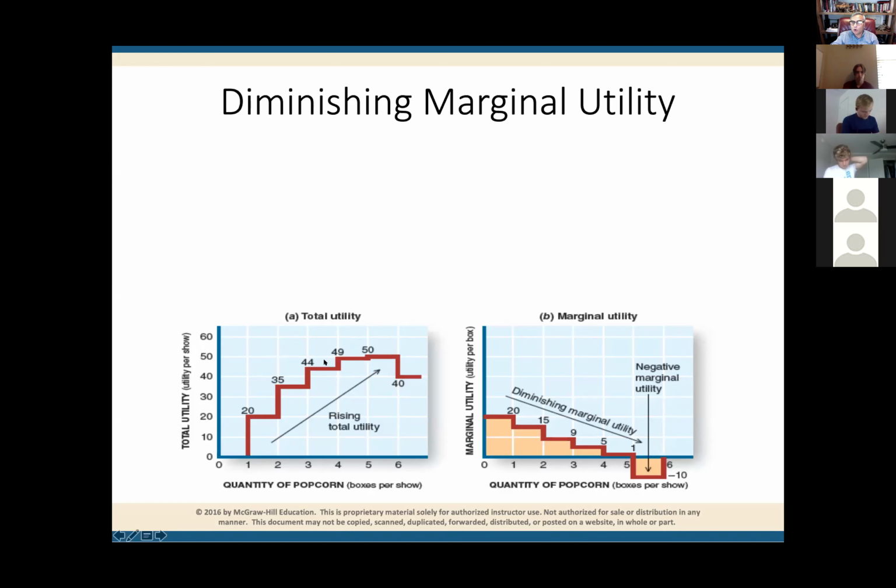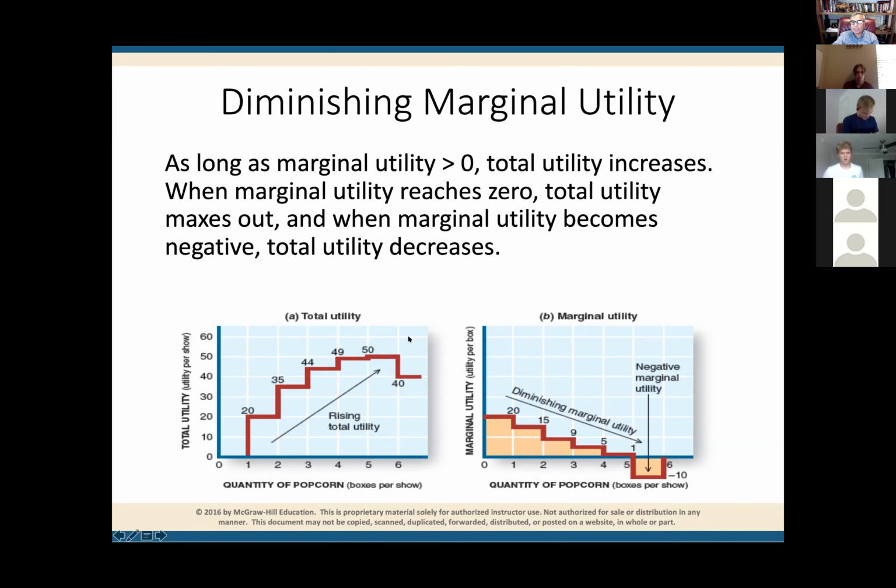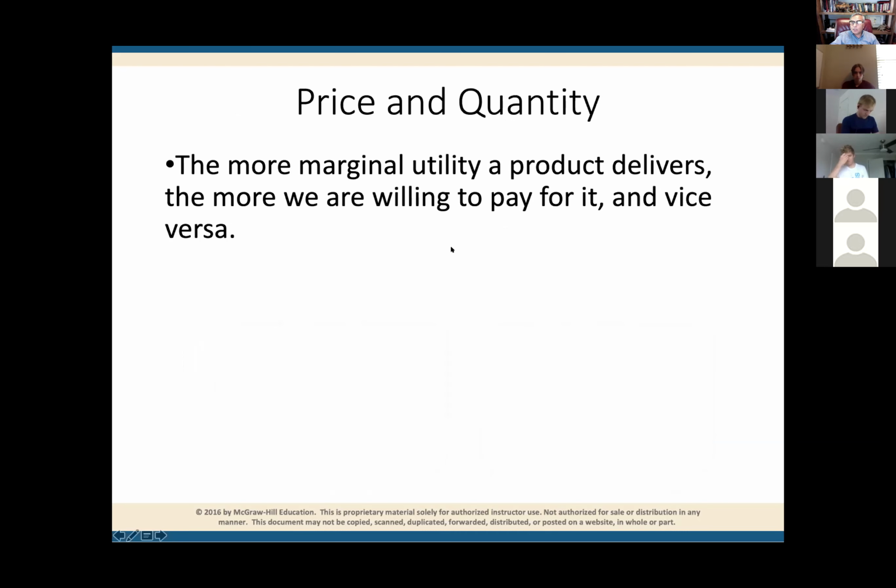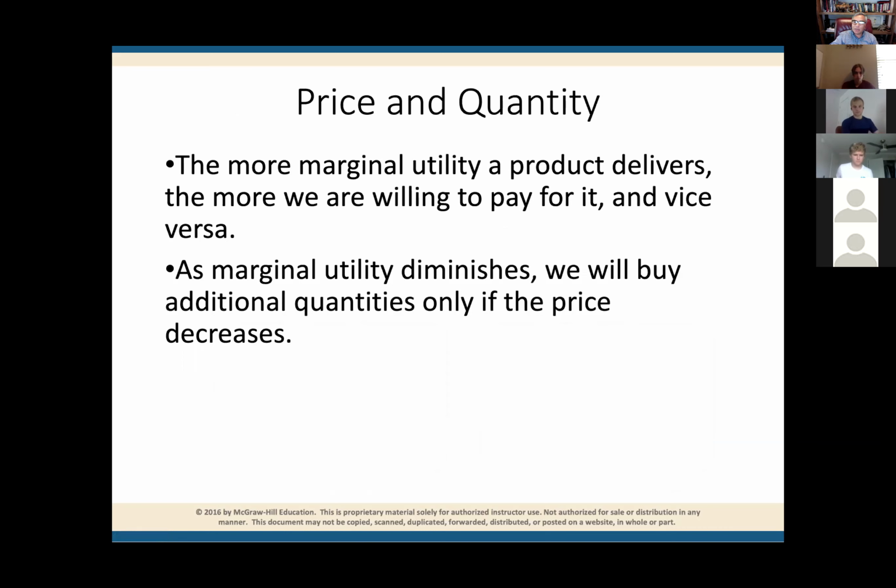So total utility increases as long as the marginal is still positive. Once the marginal becomes negative, then your utility begins to decrease. As long as marginal utility is greater than 0, total utility increases. So the more utility you expect to receive out of a product, the more you will be willing to pay, and vice versa.